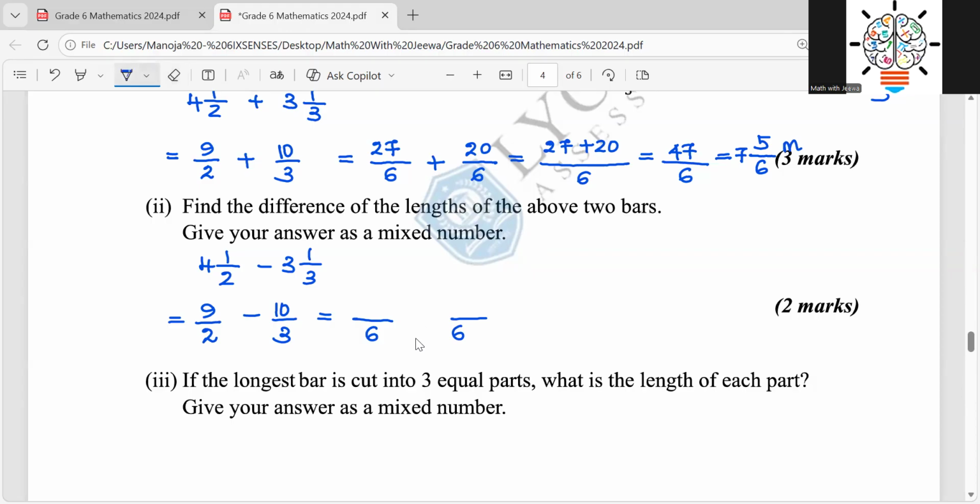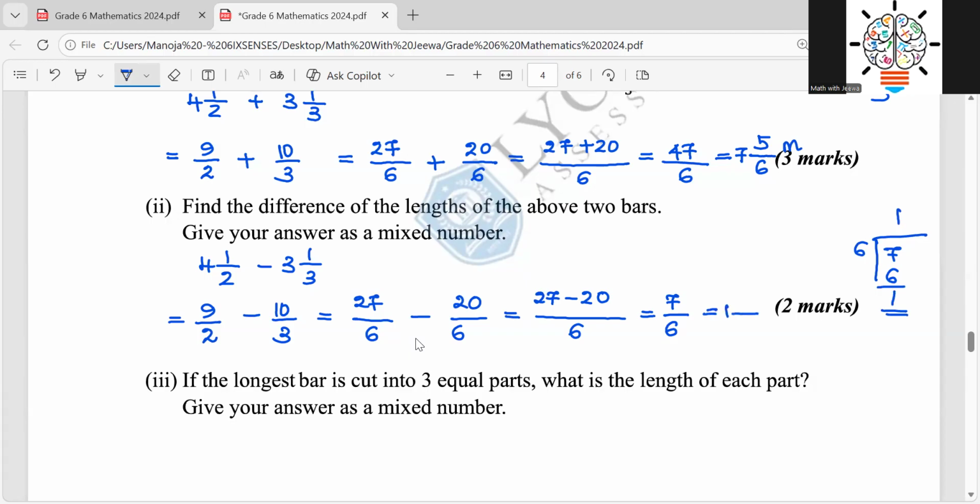So it is not addition, it should be subtraction, right? And here I write 27/6 and then 20/6, right? So I write 27 minus 20, and it is 7. So then it gives me 7/6. This is very easy. You don't want to divide this actually. 6 times 1, 6, and the remainder 1. So then you write the final answer 1 1/6 meters. That is the difference.